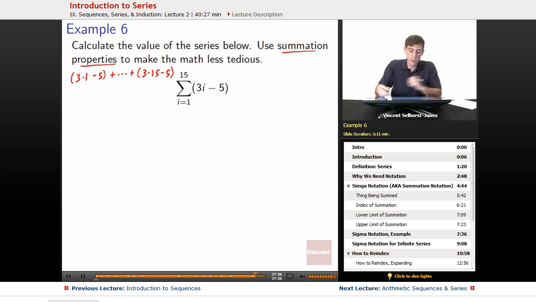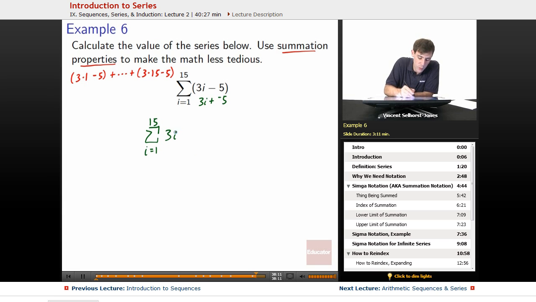So how can we do this? Well, first off, remember, we can split based on addition. So we can see this as 3i plus negative 5, and we can split this into a sum with i equals 1 to 15 of 3i, plus the same sum, i equals 1 to 15, of negative 5. The limits to our summation will never change.